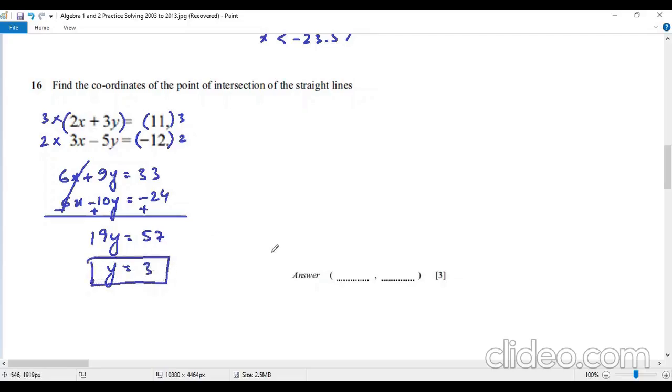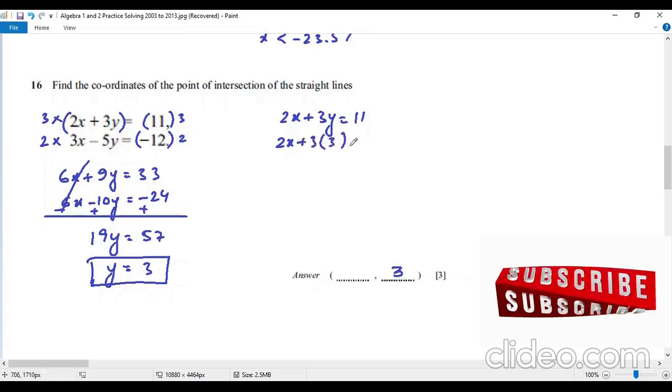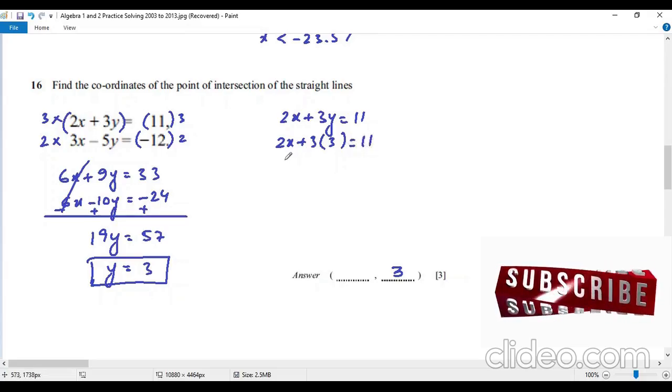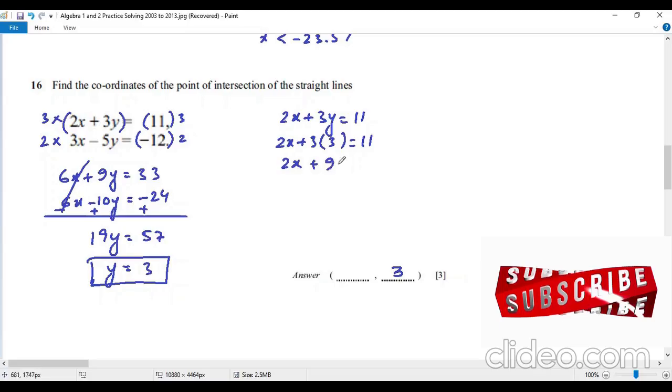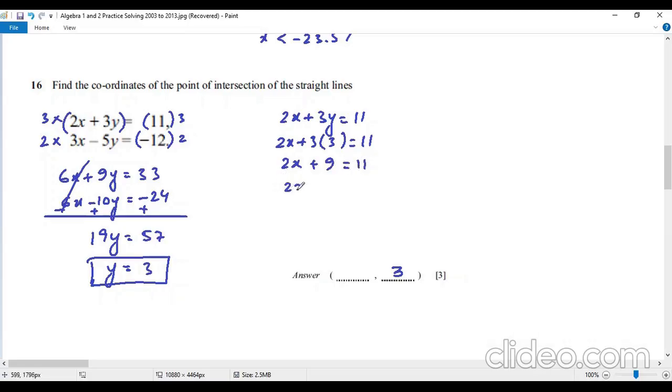Now I know the value of y is 3. Now I'll find out the value of x. I can take any equation I want. I'm taking equation 1, and 2x plus 3 times the value of y, which we know very well, equals 11. That means 2x plus 9 equals 11, and 2x equals 11 minus 9, and 2x equals 2. That means x equals 1. So this was the paper of 2008.